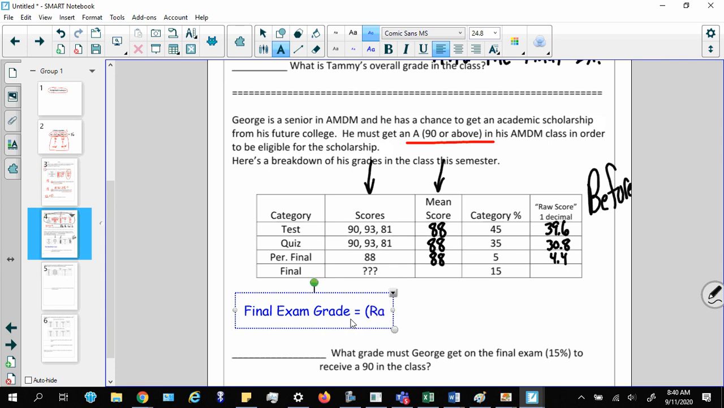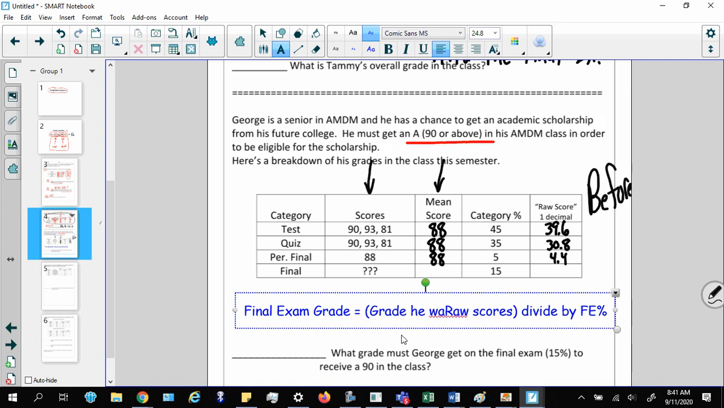in fact, I just take the raw scores, find the raw scores, and divide it. I just write divide because my divide key doesn't look very good. It looks like a slash. And of course, it'd be nice if I spelled it right. Divide by the final exam percentage. Okay? No, I'm sorry. I missed something. So it's the grade he wants.